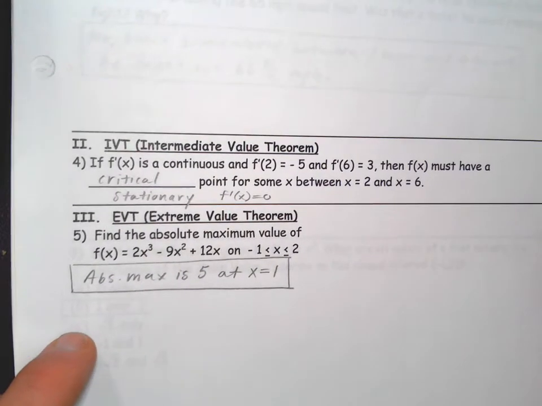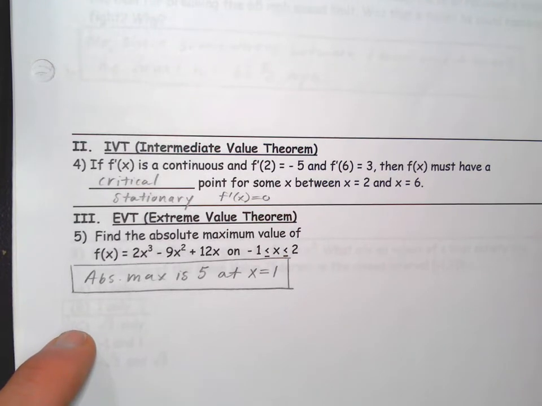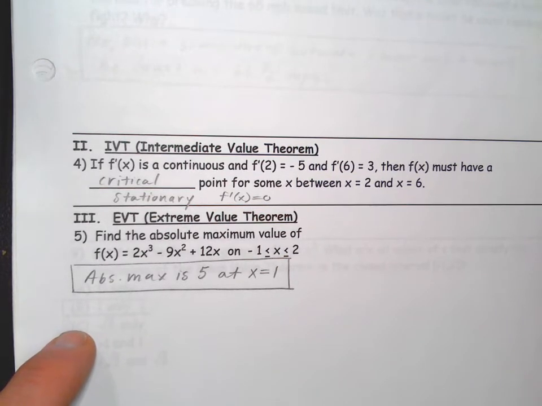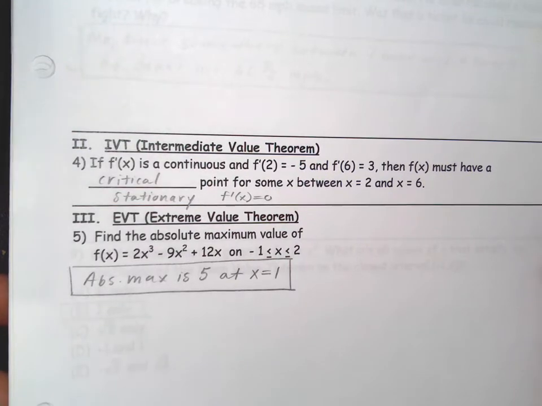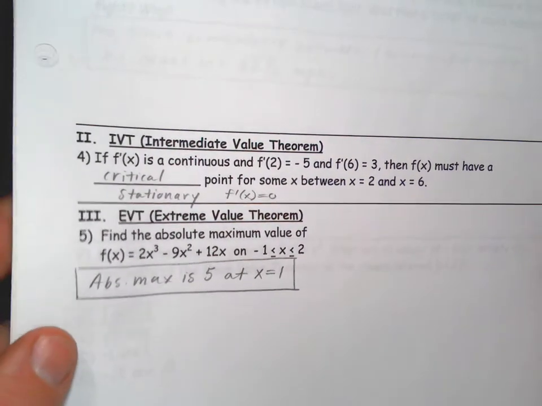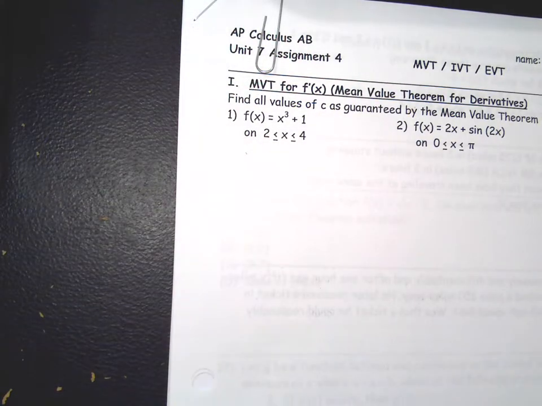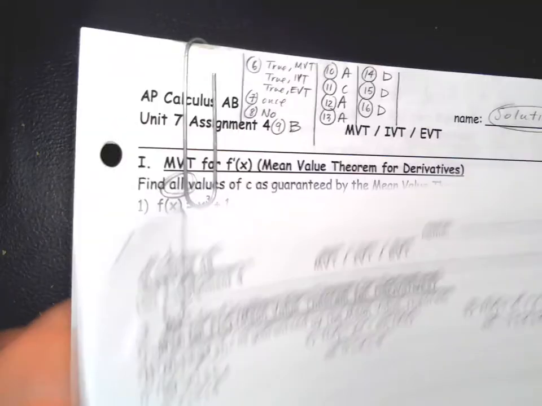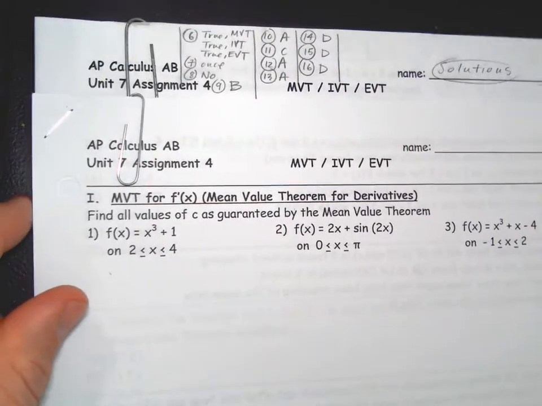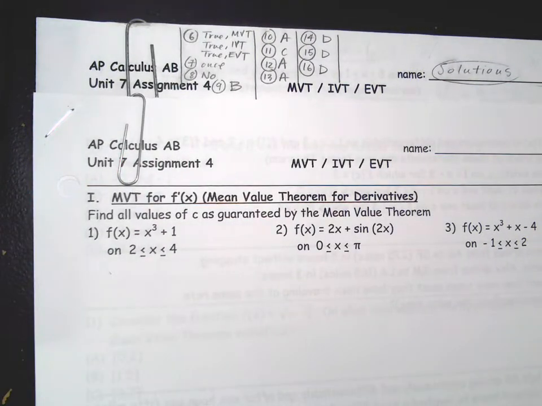4 is also a new idea, intermediate value theorem. Very simple though. 5 is extreme value theorem, old idea, but we're reviewing it again. And then the other answers I just have listed here at the top. 6, true mean value theorem, true intermediate value theorem, true extreme value theorem. 7, once. 8, no. 9, B. 10, A. 11, C. 12, A. 13, A. 14, D. 15, D. And 16, D.